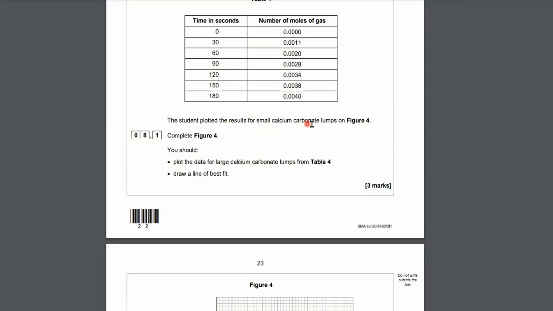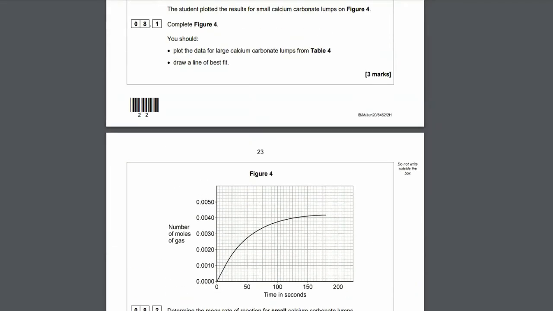The student plotted the results for the small lumps on figure 4. You need to complete figure 4. You should plot the data for the large lumps from table 4 and draw a line of best fit. And we're going to get 3 marks for this. So I'm going to show you how that's done.